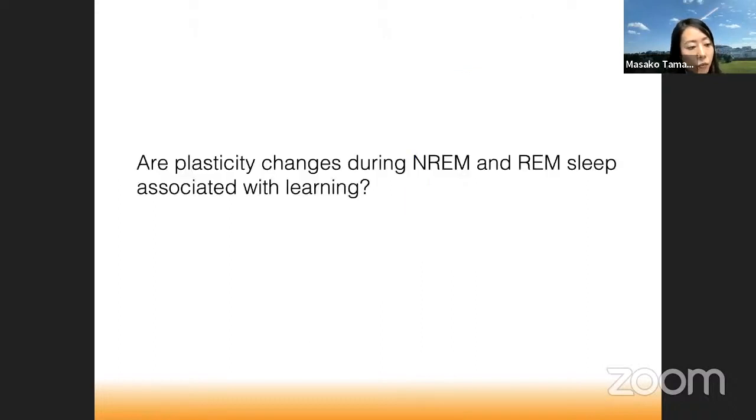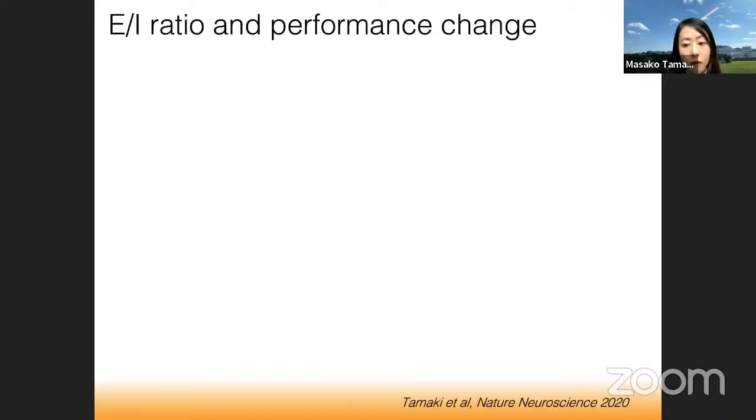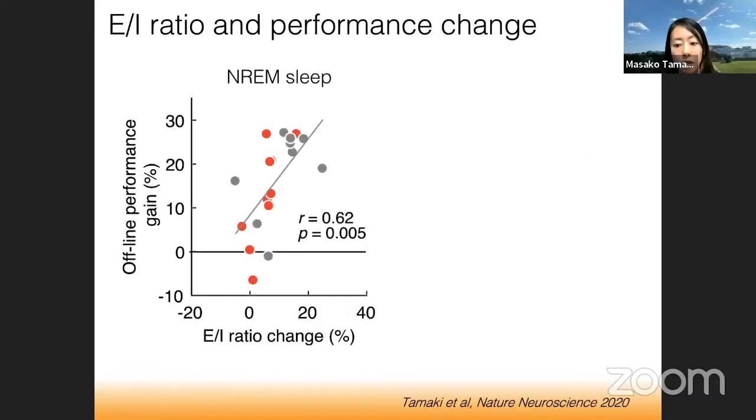Now we finally ask, are plasticity changes during non-REM and REM sleep associated with learning? The left figure shows the scatter plot between the EI ratio change during non-REM sleep and the amount of offline gains by sleep. The gray dots are the non-REM only group, and the red dots are the non-REM and REM group. There was a significant positive correlation between them, meaning when the EI ratio is larger during non-REM sleep, the amount of offline performance gains is also larger.